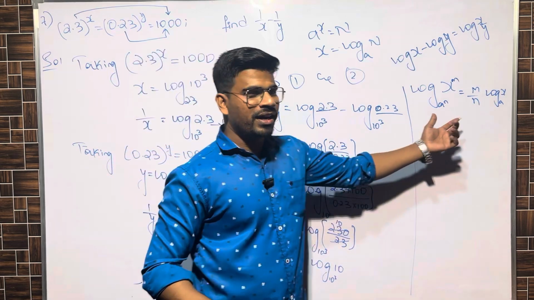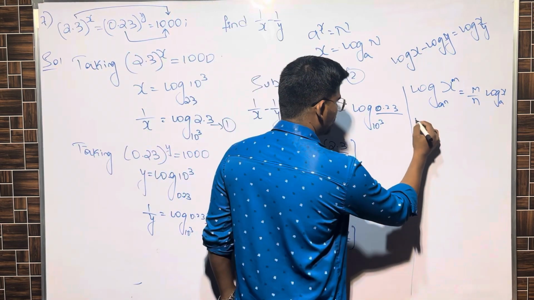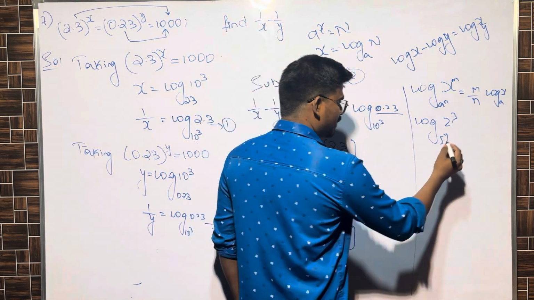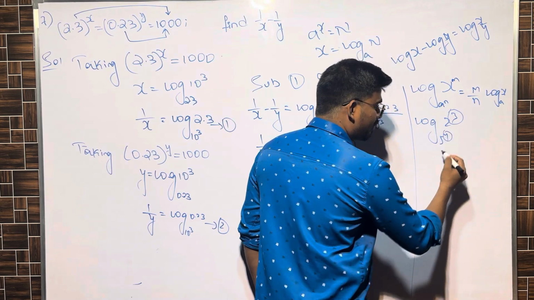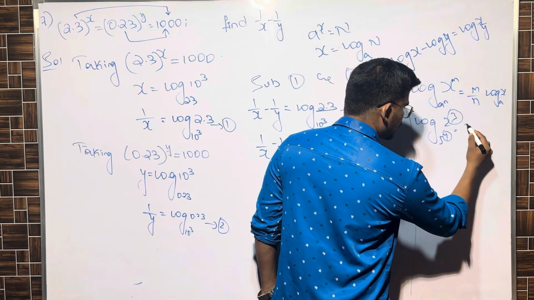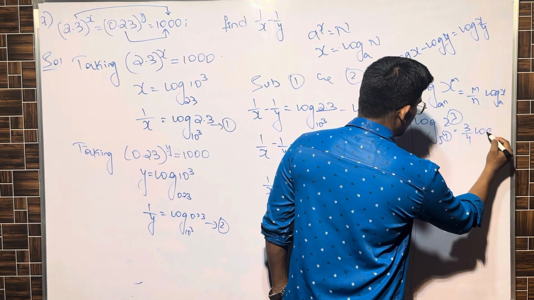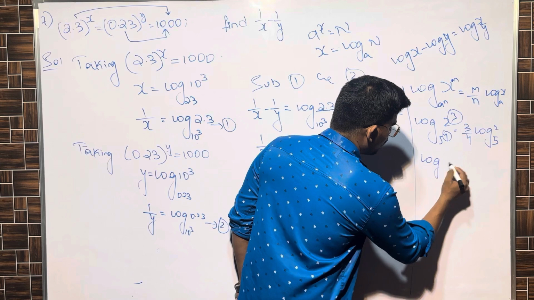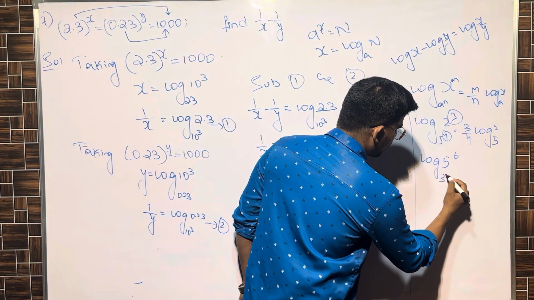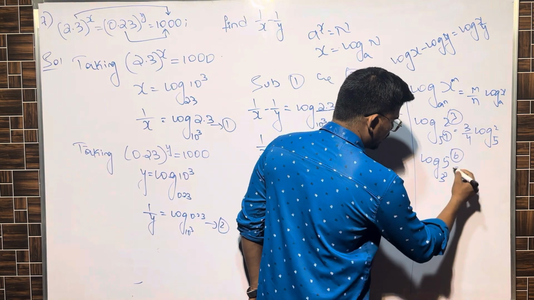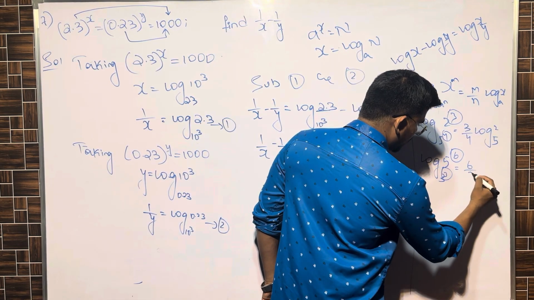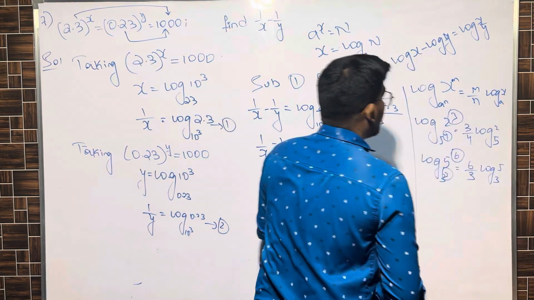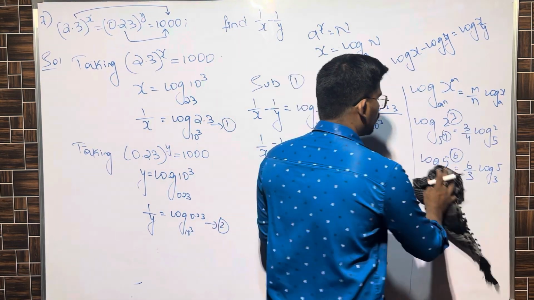This may look difficult to read, but it is very easy. Log 2 cube to the base 5 over 4, for example: this power divided by this power should be taken before. So this is 3 by 4. What else are we left with? Log 2 to the base 5. That's all. One more example: log 5 power 6 to the base 3 power 3 is equal to 6 by 3 log 5 to the base 3. So now you understood how to apply this formula.